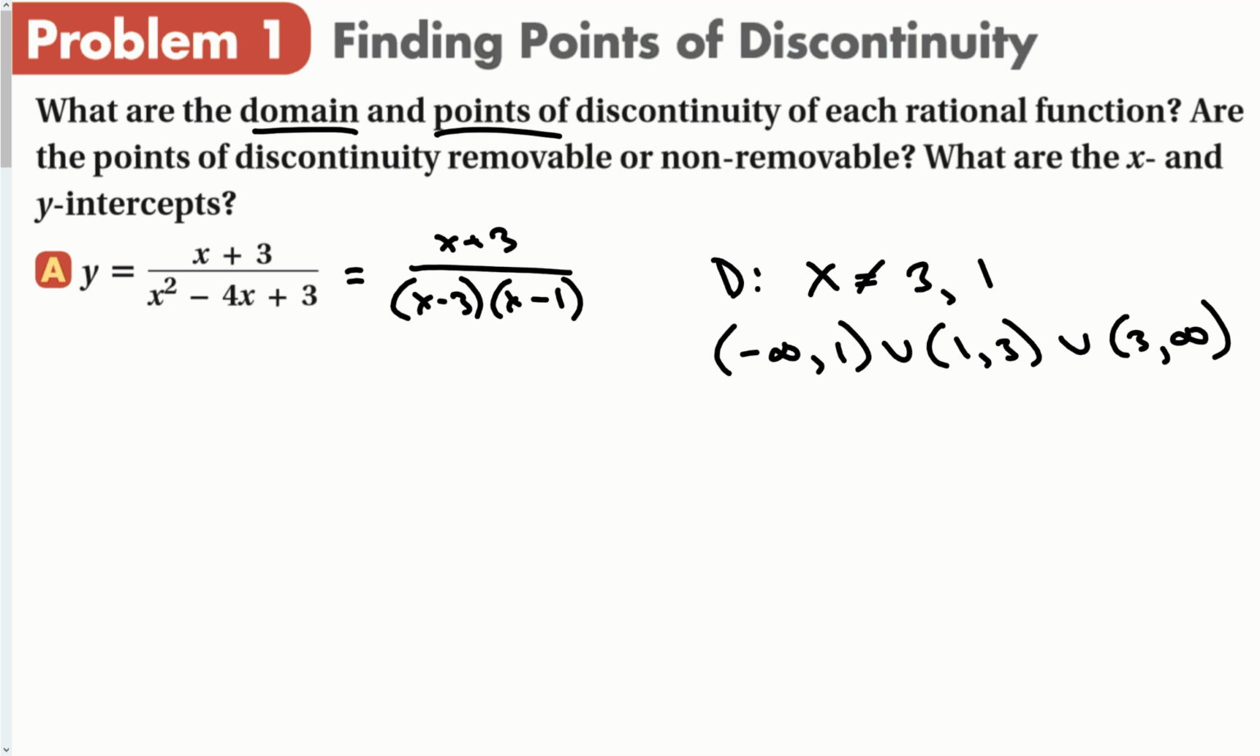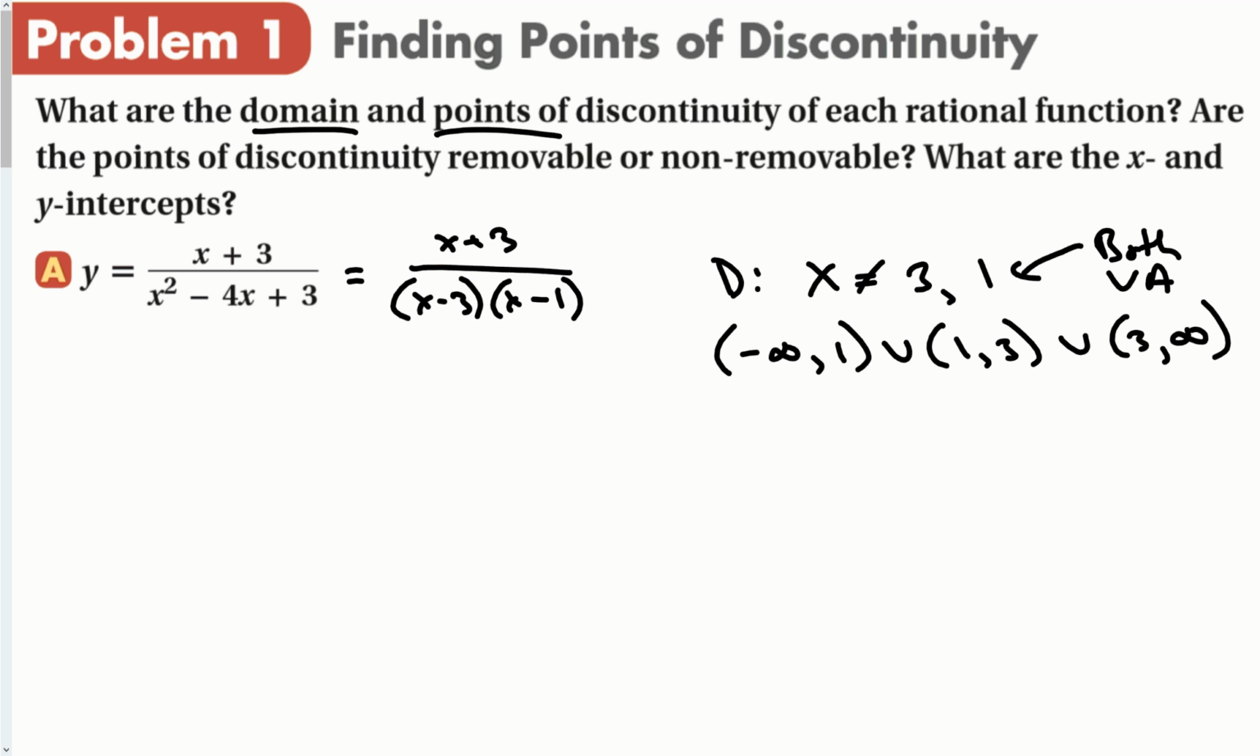These are the 2 points of discontinuity. Are they removable or non-removable? Well, nothing cancels, so that means they're non-removable. That means these two are both vertical asymptotes. And we'll get to what that looks like on a graph in a little bit.